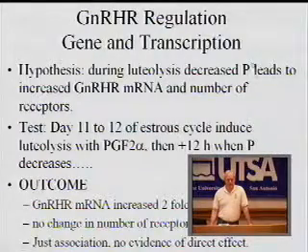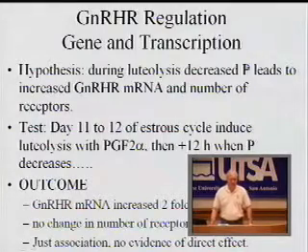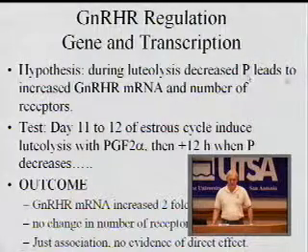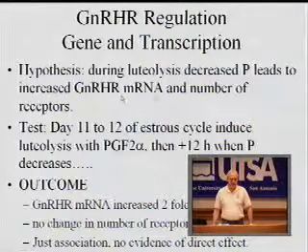cells. So obviously the synthesis and secretion of progesterone is going to decrease significantly, as do the plasma levels. As we know, at the end of the luteal phase, this becomes quite dramatic. And this will lead to an increase in the GnRH mRNA and the number of receptors.